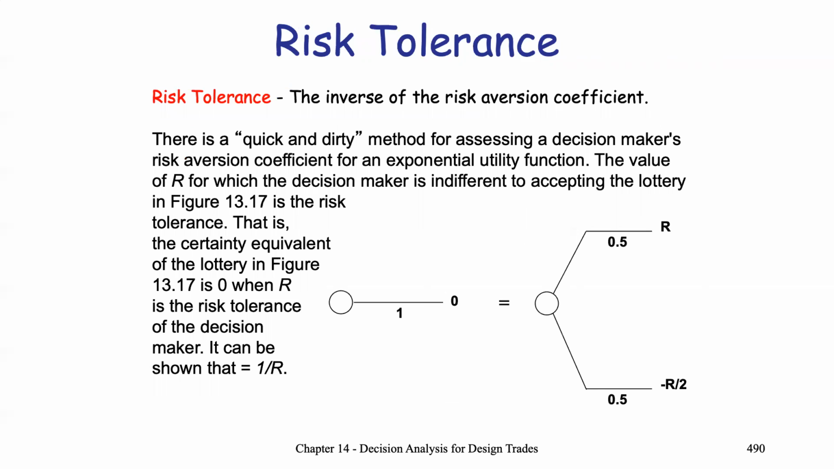Risk tolerance is the inverse of the risk aversion coefficient. So there's a quick and dirty method for assessing a decision maker's risk aversion coefficient for an exponential function: the value of R for which the decision maker is indifferent to accepting the lottery. And then we'll get into the specific example talking about a lottery. So I'm just going to skip that and just focus on giving a thought or two on risk tolerance.